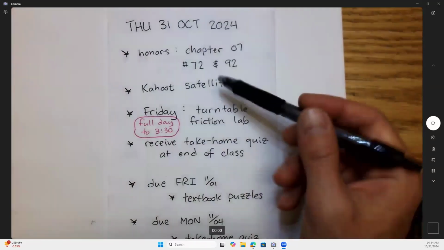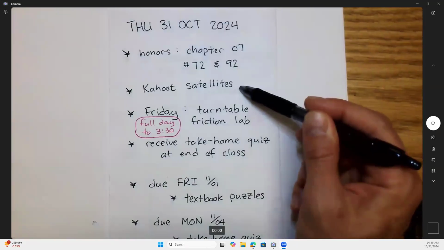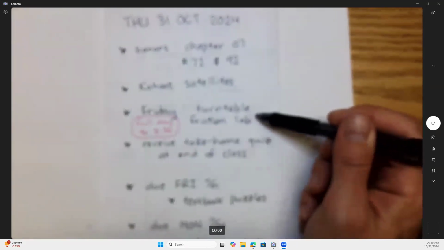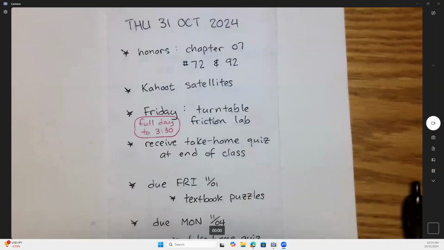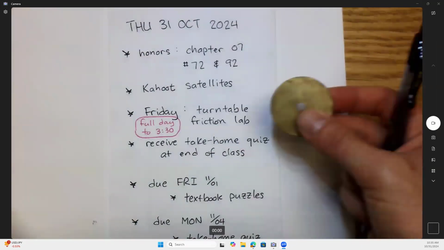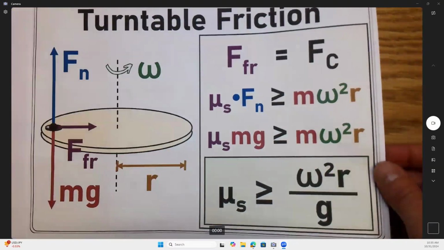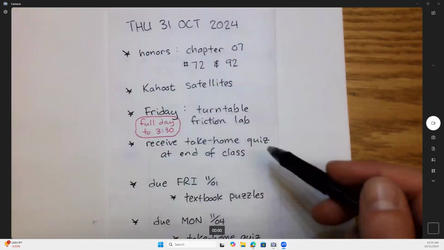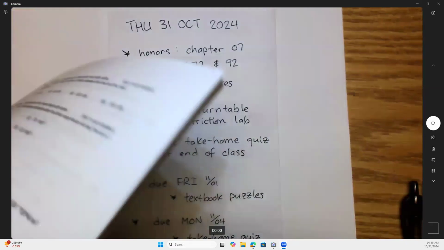Then you guys have your laptops up ready to go, because later in class we're going to do a Kahoot on satellites. Tomorrow is going to be the turntable friction lab. I'll break out those turntables and have you figure out the coefficient of static friction between, say, one of these masses and the turntable surface. It looks something like this.